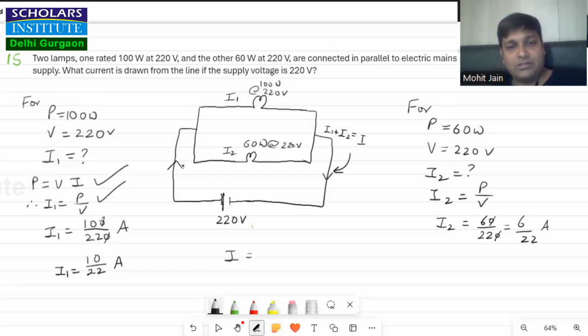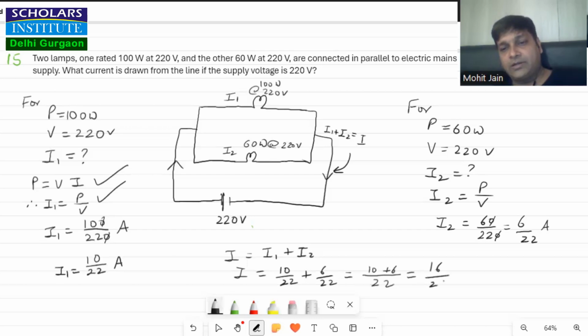So I will be equal to the sum of these two currents, I1 plus I2. So I will be equal to 10 by 22 plus 6 by 22, where the LCM is 22. So this will become 10 plus 6, which gives us 16 by 22. And when we calculate 16 by 22, we get 0.727 ampere, or I can be written as 0.73 ampere. We rounded this off. Okay, so this is the answer.